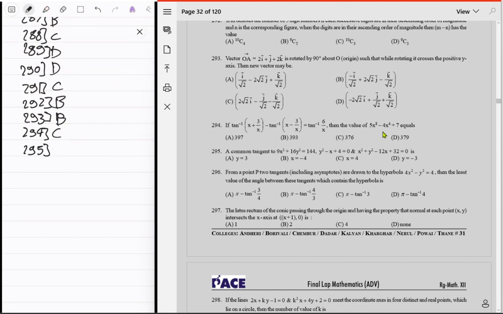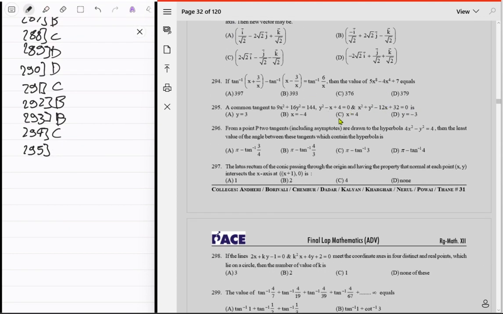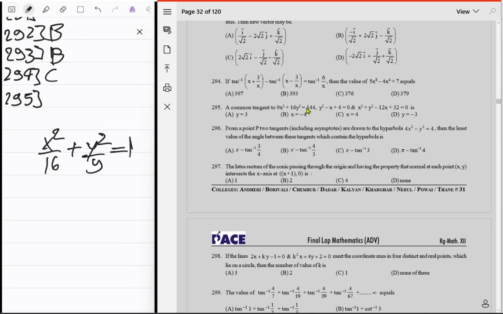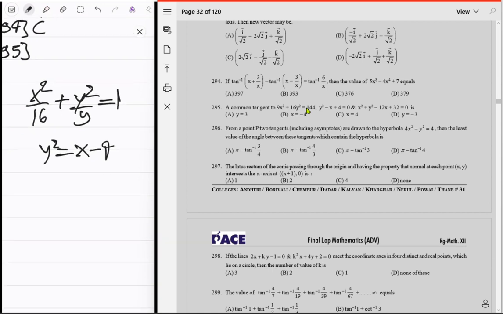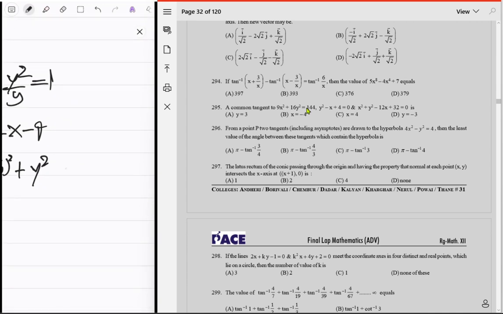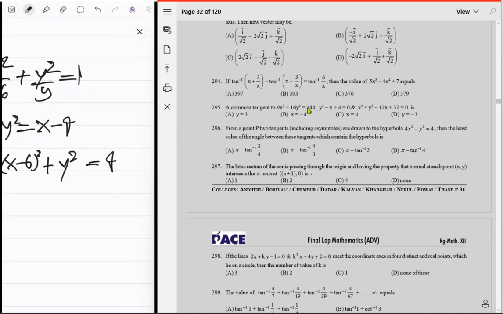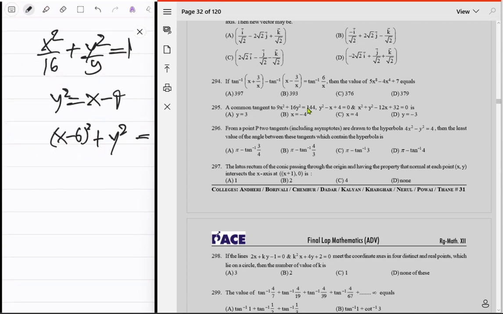95. A common tangent to this thing is, so 9x squared plus 16 y squared is equal to 1, which is x square upon 16 plus y square upon 9 is equal to 1, and y square equal to x plus 4 for x minus 4. Okay, a common tangent to this, और क्या ये, और इसमें कितने डालने वाले हो? So x minus 6 का स्क्वायर plus y squared is equal to, so negative 32 plus 36, which is 4, right? Okay, so एक common tangent इन चीजों को, इसका कॉमन टेंशन क्या आएगा?